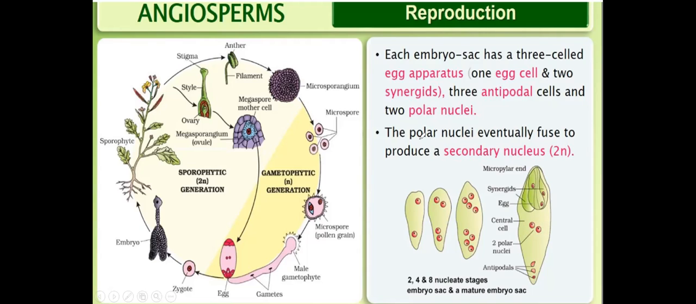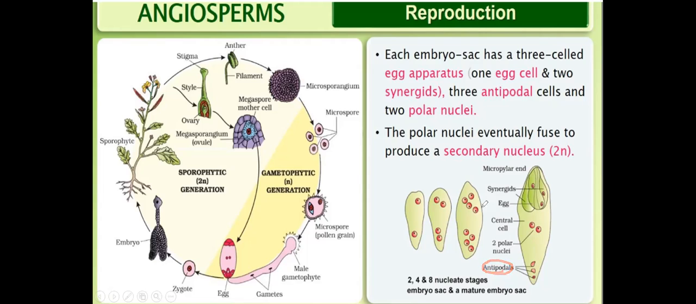Here the polar nuclei eventually fuse to produce a secondary nucleus, 2n. These polar nuclei will fuse together and become the secondary nucleus. Out of the 3 remaining here, 3 cells are towards the micropylar end. The one in the center will be converted into the egg cell, and the 2 neighboring will become synergids. And these 3 cells at the other end will become antipodal cells.